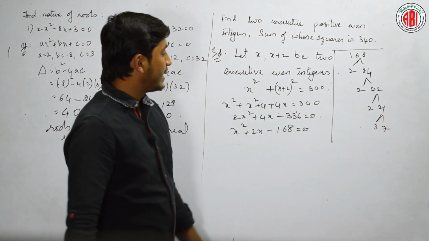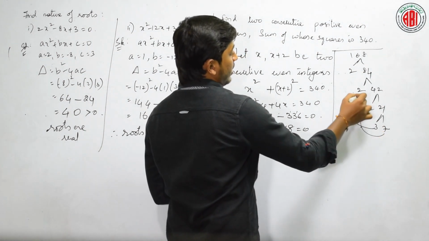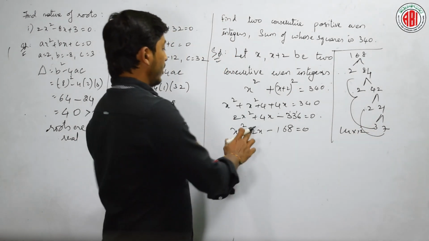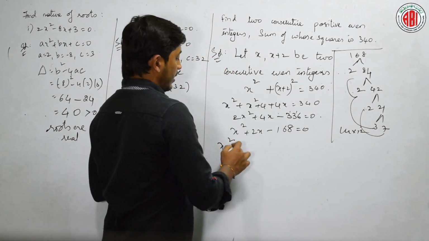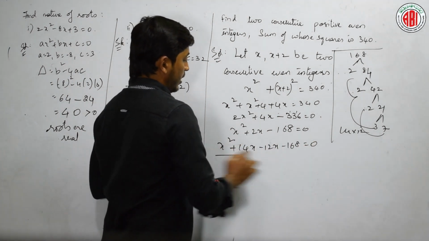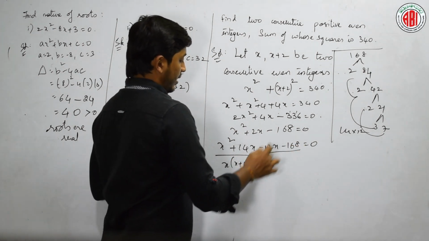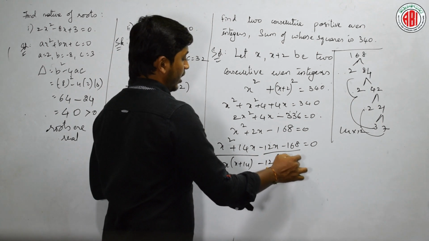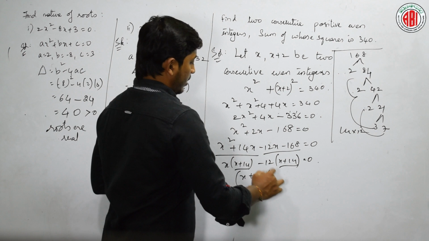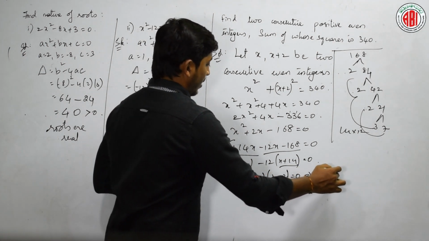So, we have to get 168. So, we can write it as 14 into 12, isn't it? We have to get plus 2, that is x square plus 14x minus 12x minus 168 is equal to 0. Let us take x common, I will get it as x plus 14. Let us take minus 12 common, I will get it as x plus 14. Okay, x plus 14, x minus 12. So, I will get it as x is equal to 12 comma minus 14.